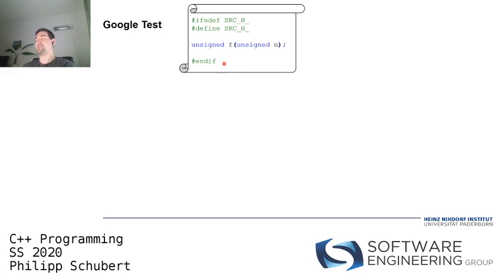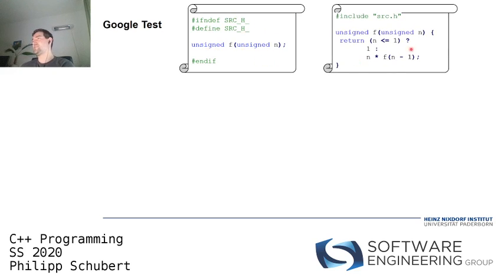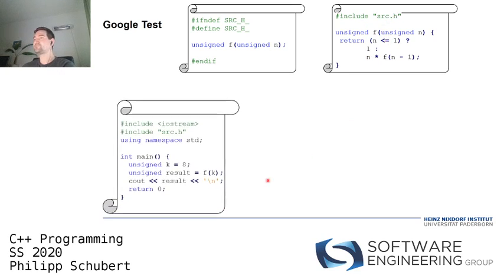Let's have some easy example. Let's have a header file which declares a function f. Then, of course, we also have our ordinary implementation file, which includes our header file, and then we provide an implementation for that function f. Then we have our main file, which includes the header file source.h, which contains the declaration of that function f. So the compiler is happy here and knows how to use that function f. Later on, the main file will be compiled and the source file will be compiled, and the linker links those object files together. And everything works fine.